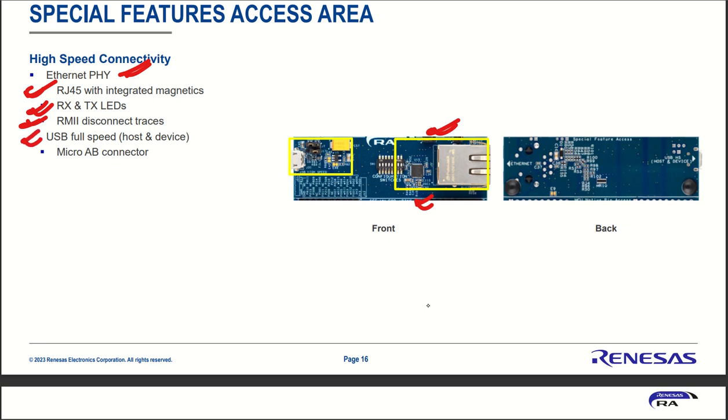USB full speed host and device both are there. So this is your USB full speed host and device, and this has a micro AB connector. This is an AB type connector, micro AB type connector. Got it? So this is your front view, this is your back view.